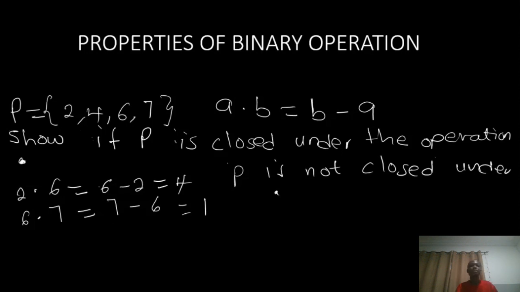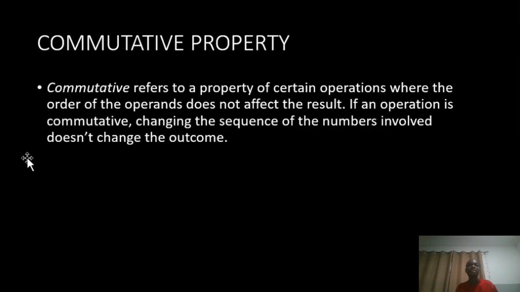So we move on to the next property, which is the commutative property. So commutative refers to a property of certain operations where the order of the operands does not affect the result. So basically, for the commutative property, if we change the order of the inputs we are dealing with, it doesn't affect the result. So if it affects the result, then we say it is not commutative, but if it does not affect the result, then it is commutative.